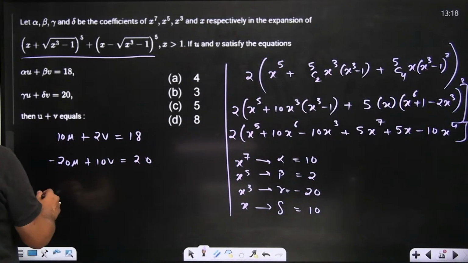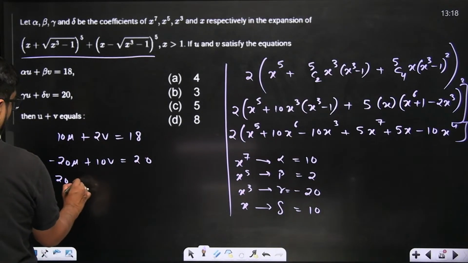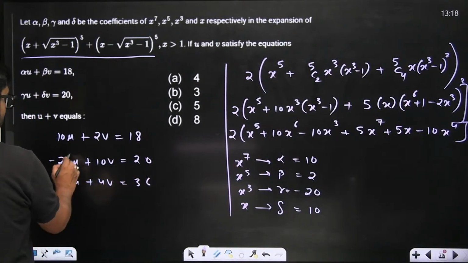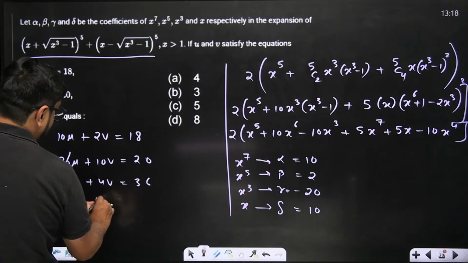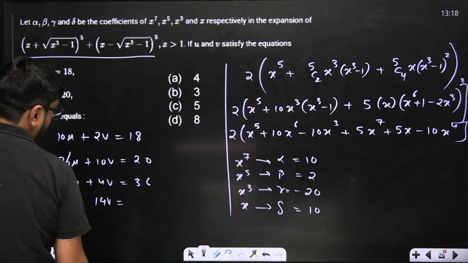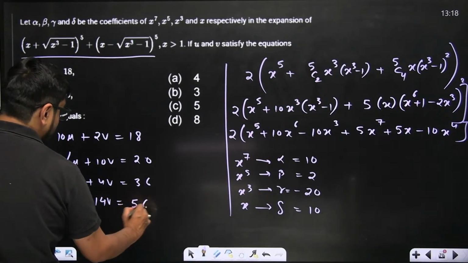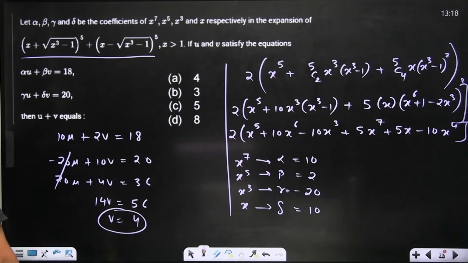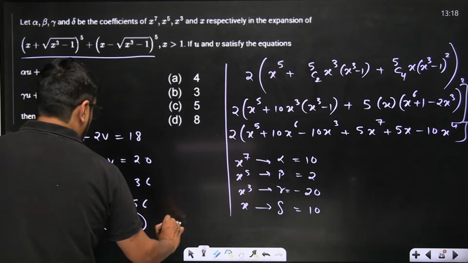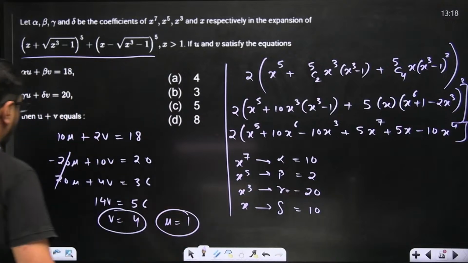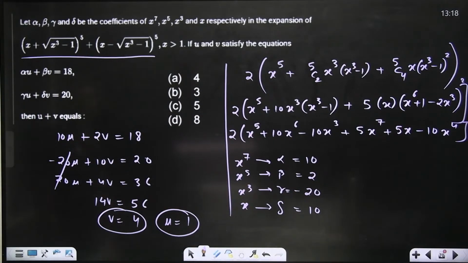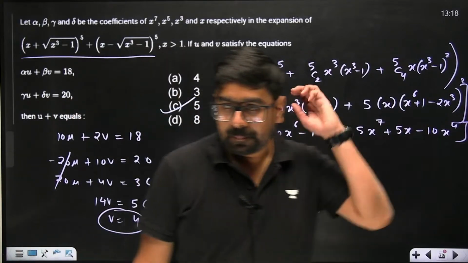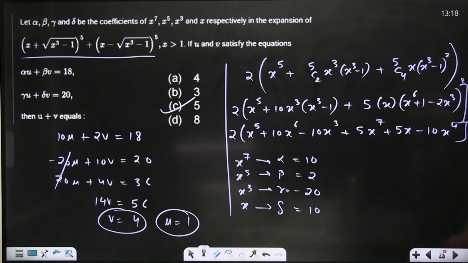So multiply the upper one by 2. So this will become 20u plus 4v is equal to 36. So we'll get 14v is equal to 56. V will come out as 4. Right, V will come out as 4 and U will come out as 1 then. 4 2s are 8. U will come out as 1. 4 plus 1, 5 will come as your answer. 5 will become your answer.